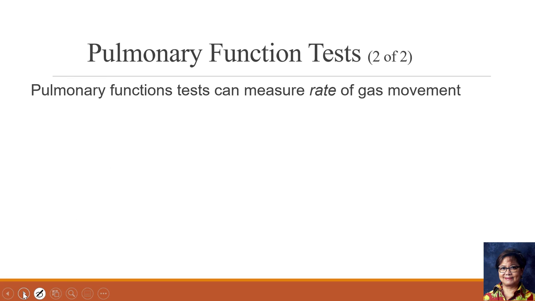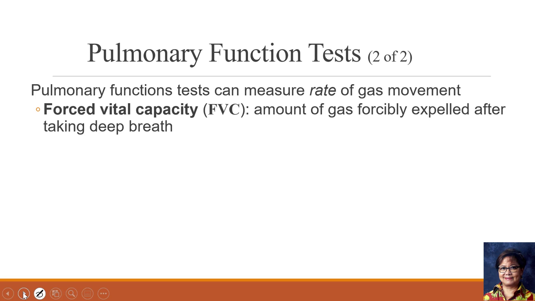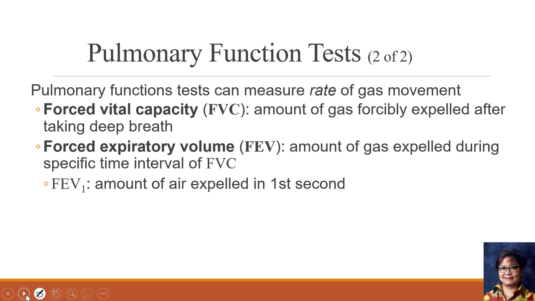So pulmonary function test can measure the rate of gas movement. Okay, the FVC, or the forced vital capacity, is the amount of gas that's forcibly expelled after taking a deep breath. And the forced expiratory volume is the amount of gas expelled during a specific time interval. The FVC doesn't have any time interval, but when you put a time interval, let's say FEV1, it is the amount of air expelled in the first second.